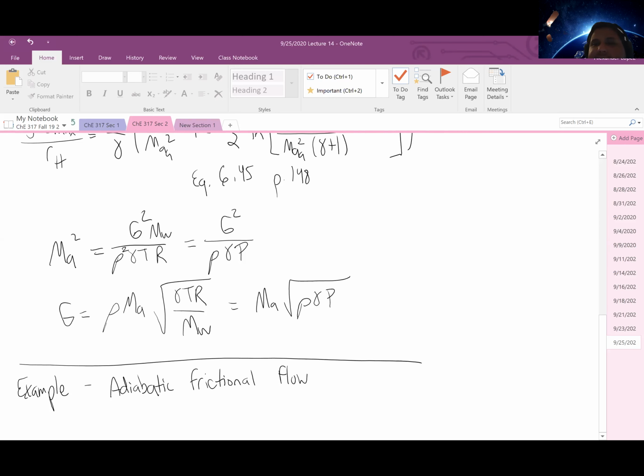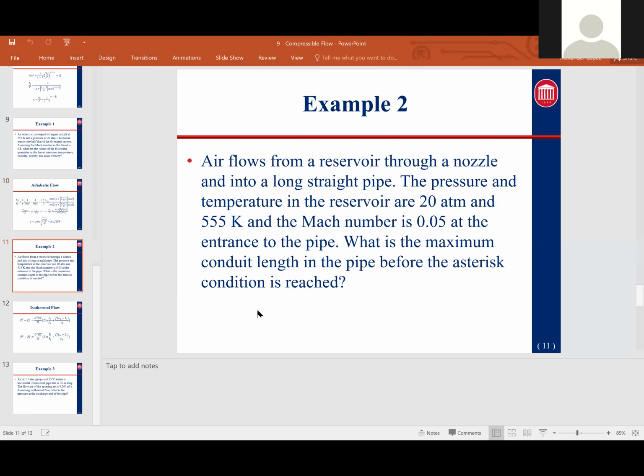All right, so let's take a look at that example. So we're looking at air flowing from a reservoir through a nozzle and into now a long straight pipe. The pressure and temperature in the reservoir are 20 atmospheres and 555 Kelvin. The Mach number is 0.05 at the entrance to the pipe. We're going to assume that's the values at the entrance to the long straight pipe. So the question then is, what is the maximum conduit length in the pipe before the asterisk condition is reached, and we end up with choked flow?